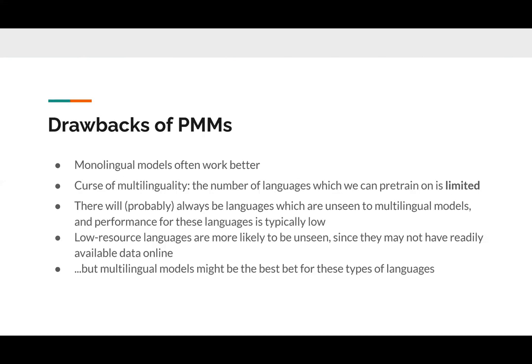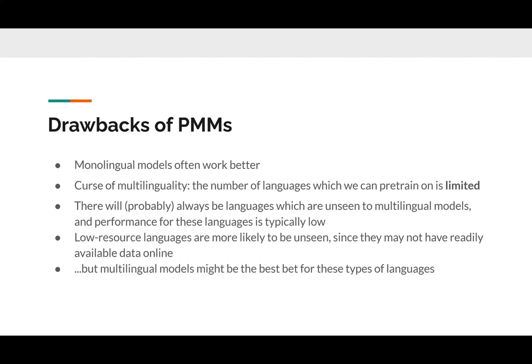But of course, not everything is perfect. Some drawbacks of pre-trained multilingual models. First of all, if you have enough data in a language, a monolingual model will oftentimes work better. Intuitively, this makes sense because a monolingual model only has to really care about one language. It can afford to give more parameters and more space and thought towards that language, whereas multilingual models have to share the load across all the languages.